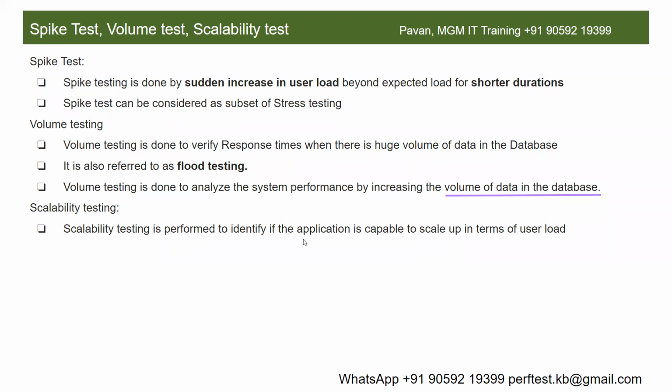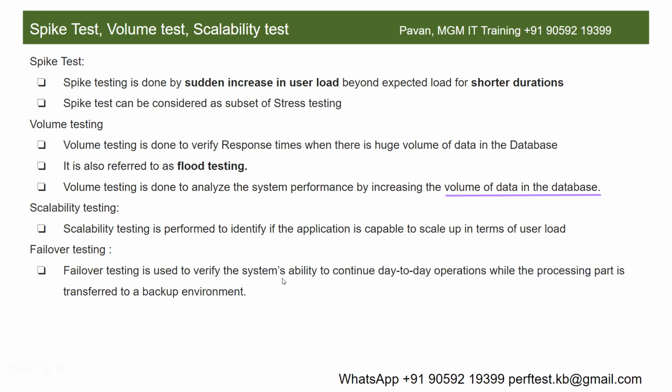Scalability testing is performed to identify if the application is capable of scaling up. Scale up means whether the application can handle more than the expected load. What is the load that it can support? That is scalability testing. To find that out, we do this scalability testing. And failover testing I explained yesterday.